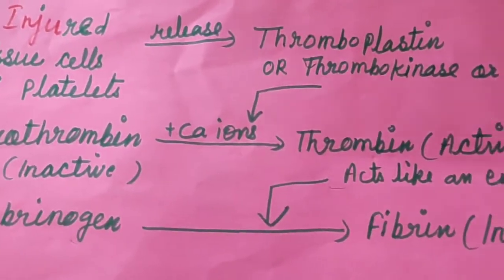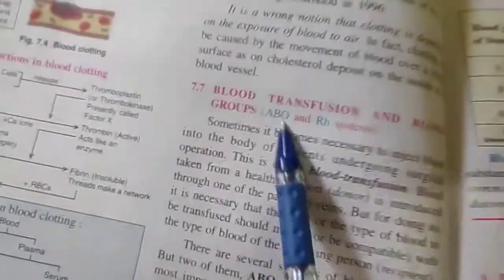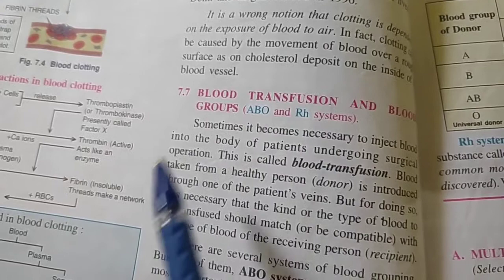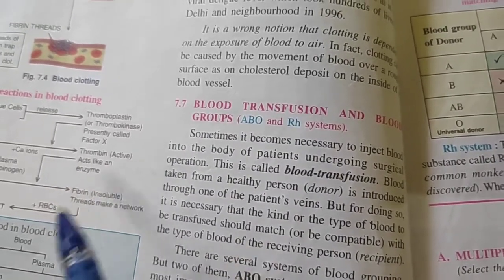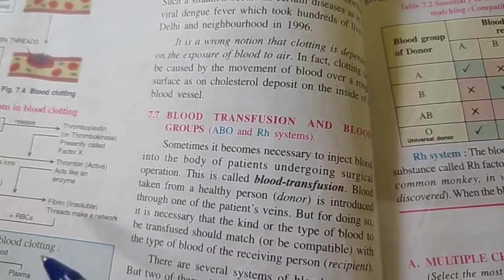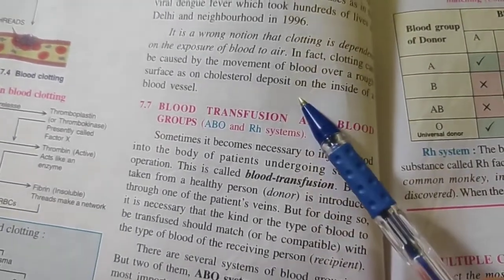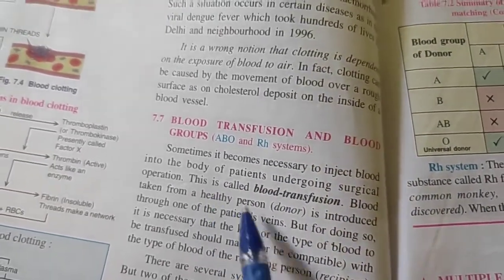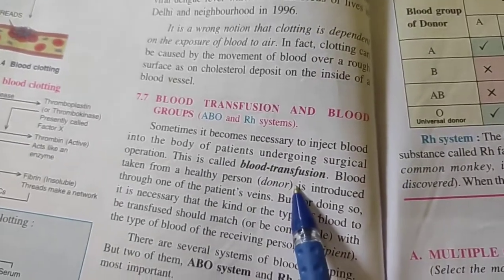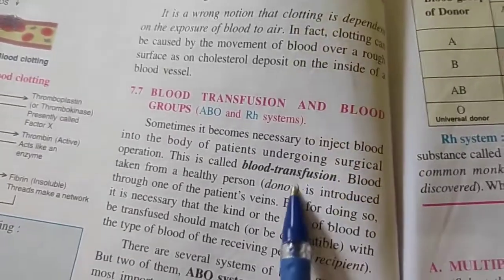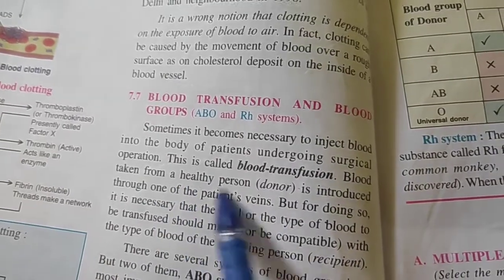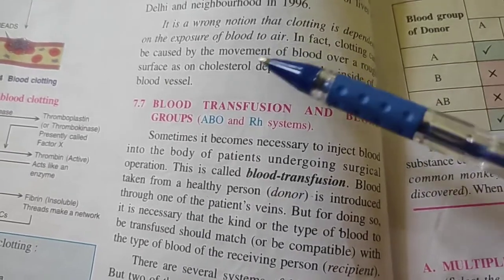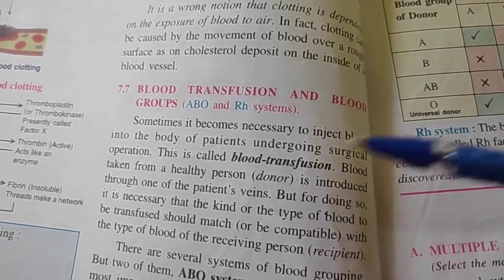Now we will see the process of blood transfusion and blood groups. What is blood transfusion? Sometimes it becomes necessary to transfuse blood into the body of patients, maybe during accident or during some surgery. This is called blood transfusion. And how is it transfused? Blood taken from a healthy person, means donor, is introduced through one of the patient's veins.